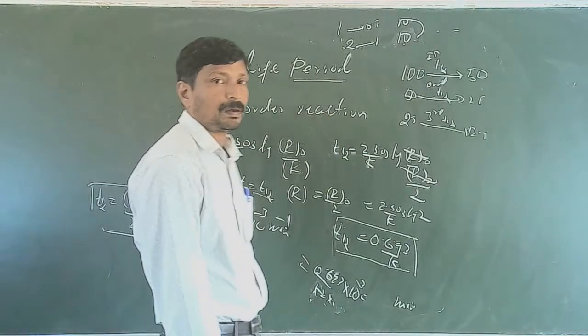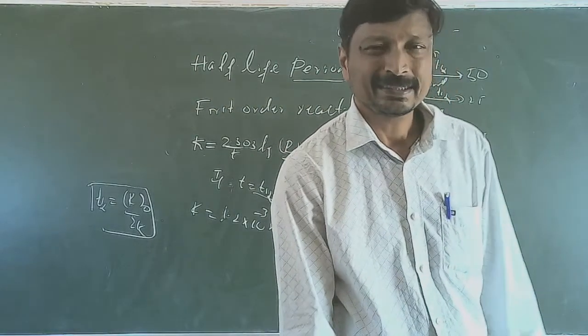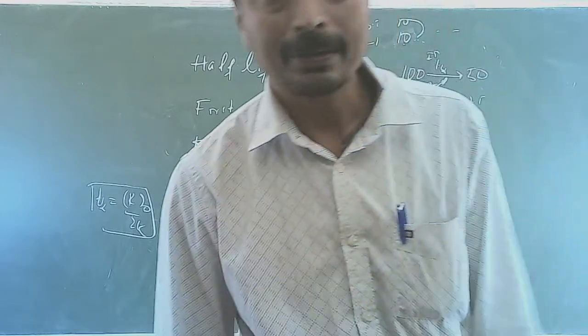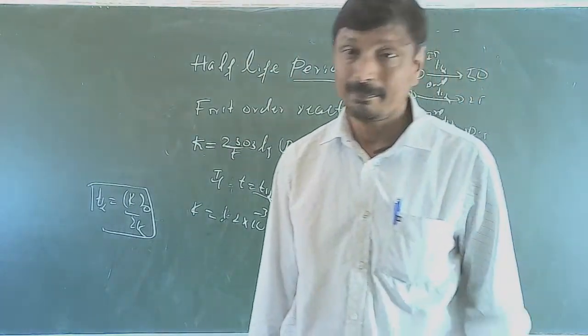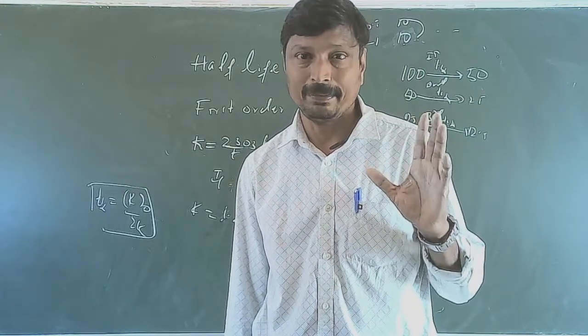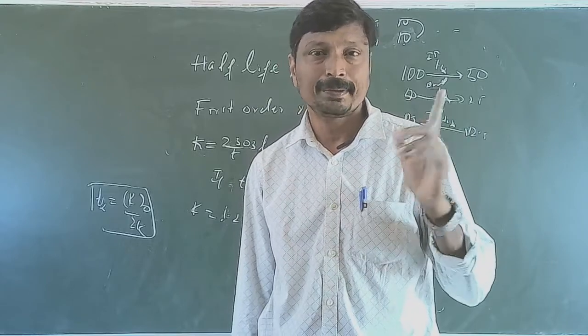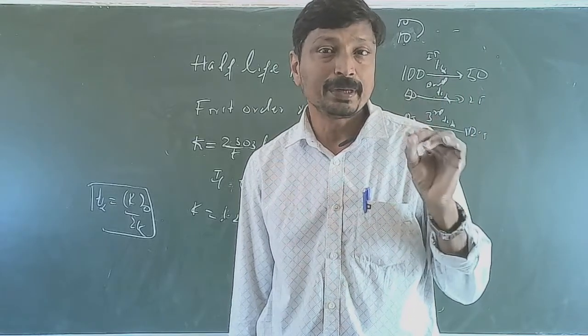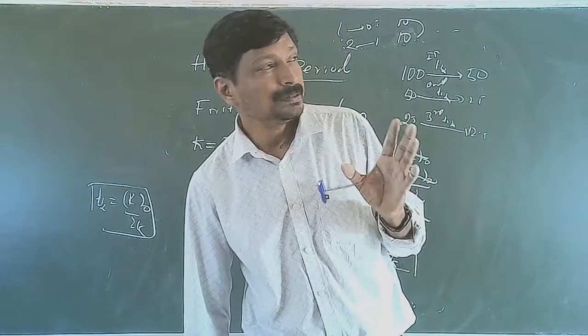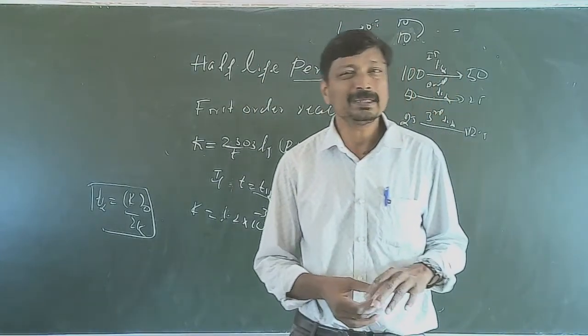In what unit should the answer come: second, minute, or per time? Sorry, the rate constant is per time. The unit for the rate constant of the first order reaction is per time, and the half life period will be a time. So the unit is also very important. You should write the unit. This is the easiest problem.